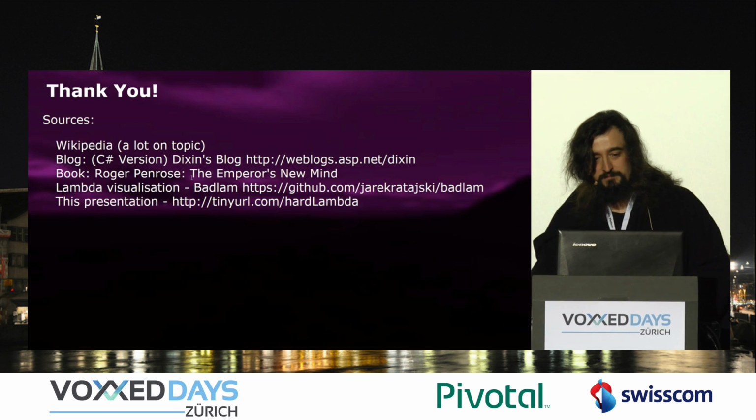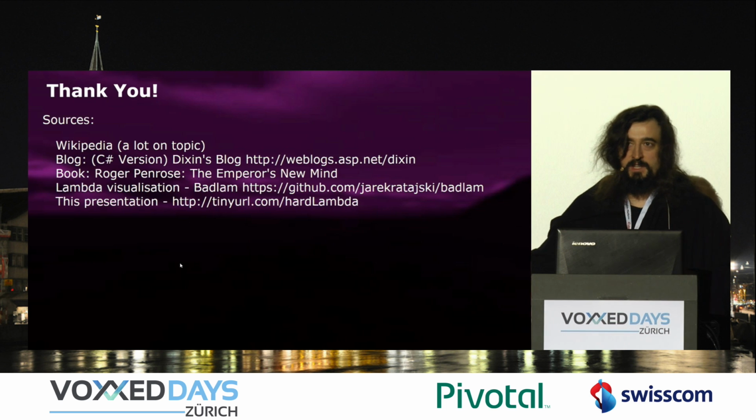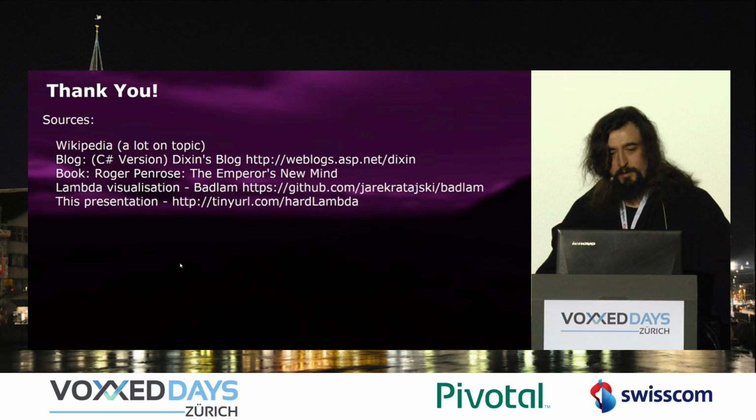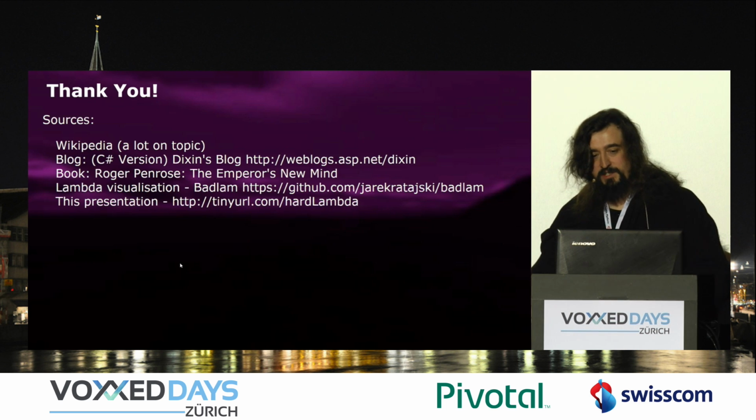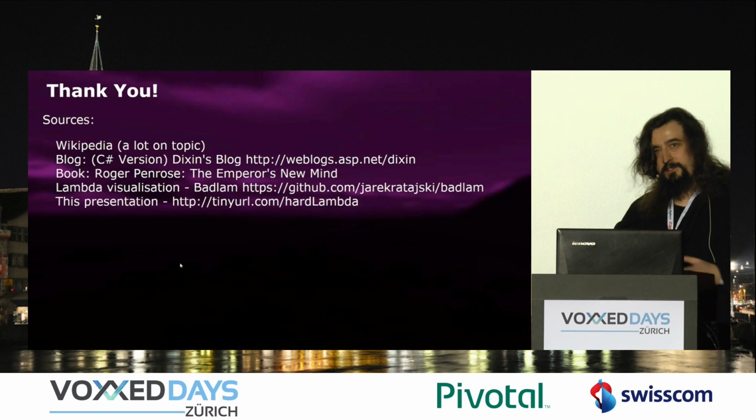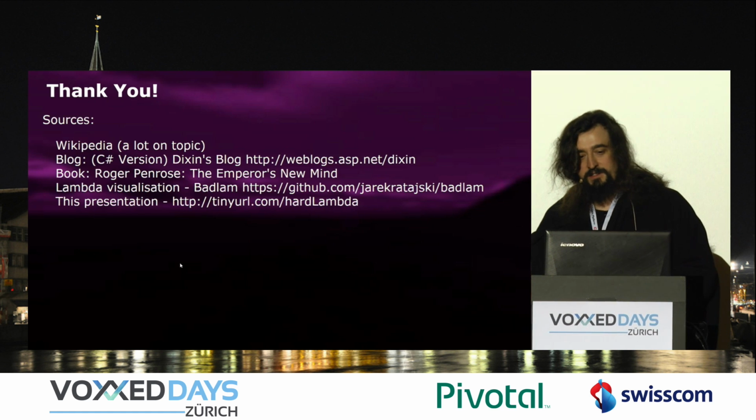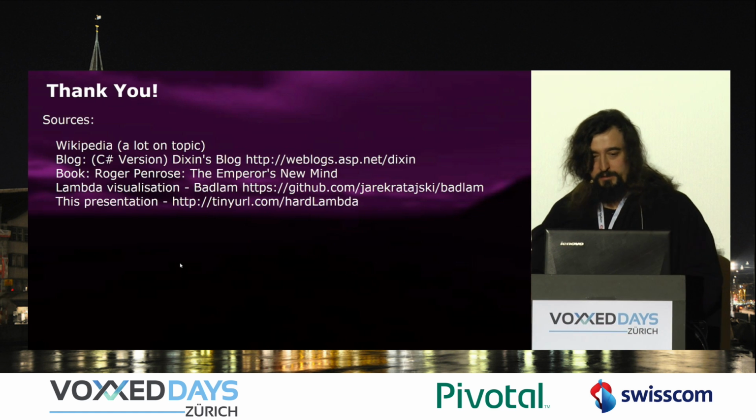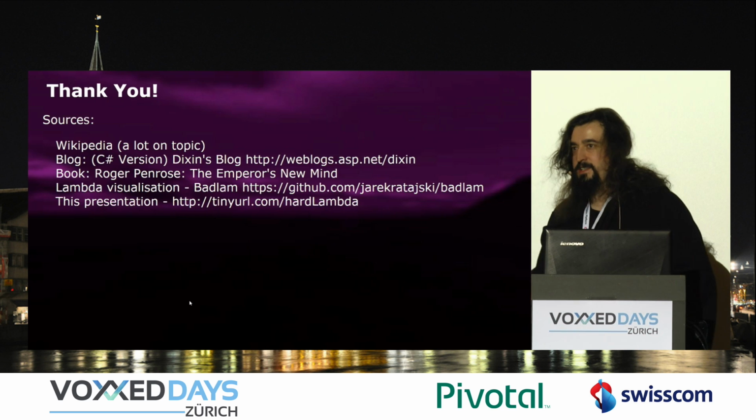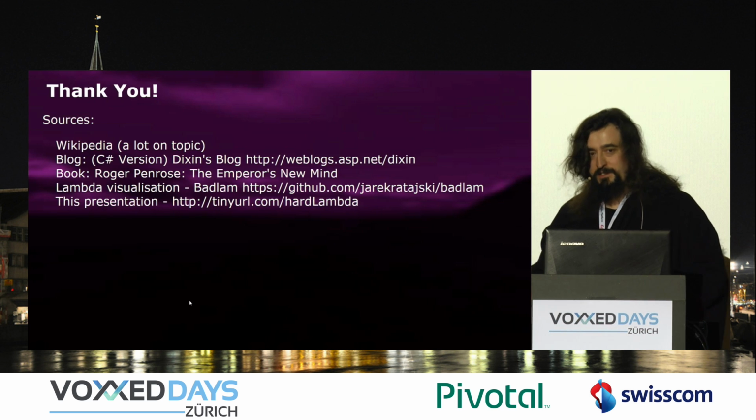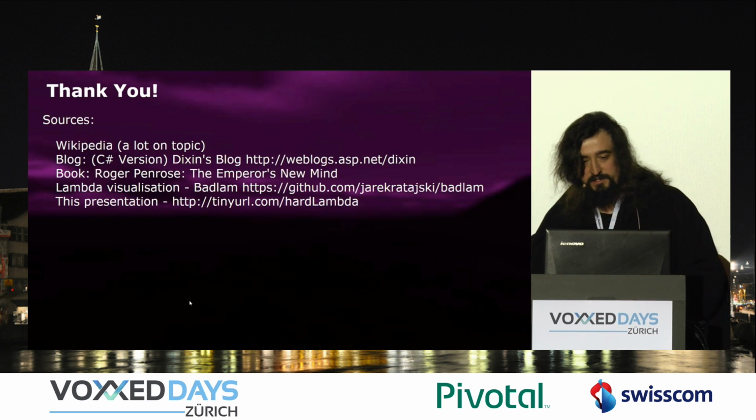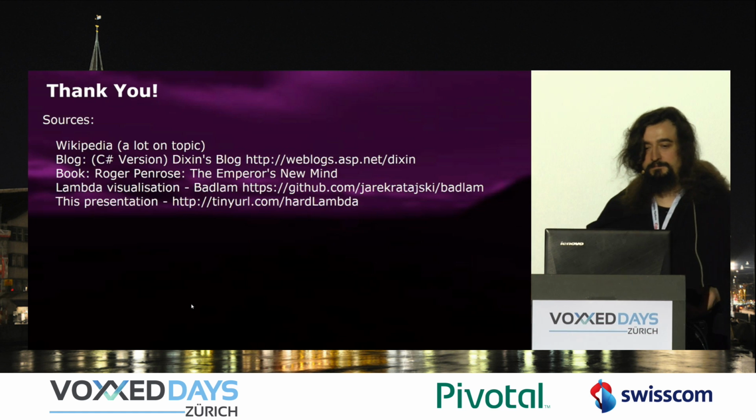I was influenced and inspired by the book that I recommend, The Emperor's New Mind. There is a little story behind the Turing machine. It's a controversial book, but it describes the topic of Turing machines and things like that quite well. And Lambda visualization is a GitHub open source project. You can use it if you want to play with it. And this presentation is under this URL.